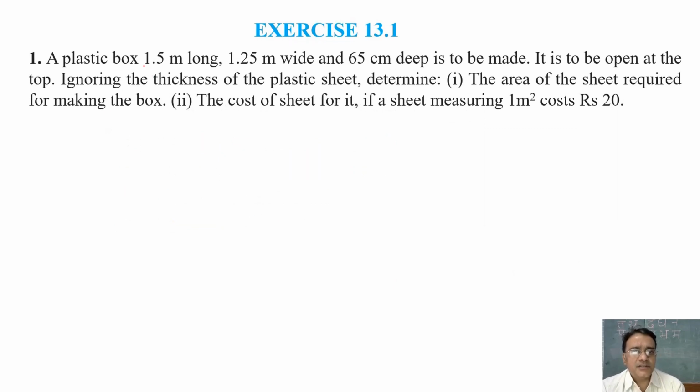A plastic box 1.5 meter long, 1.25 meter wide and 65 centimeter deep. Now see, these two units are in meter and this is in centimeter. So you have to change either these two in centimeter or this in meter. Okay, is to be made. It is to be open at the top. Ignoring the thickness of the plastic sheet, determine first the area of the sheet required for making the box, the cost of sheet for it, if a sheet measuring 1 meter square costs rupees 20.